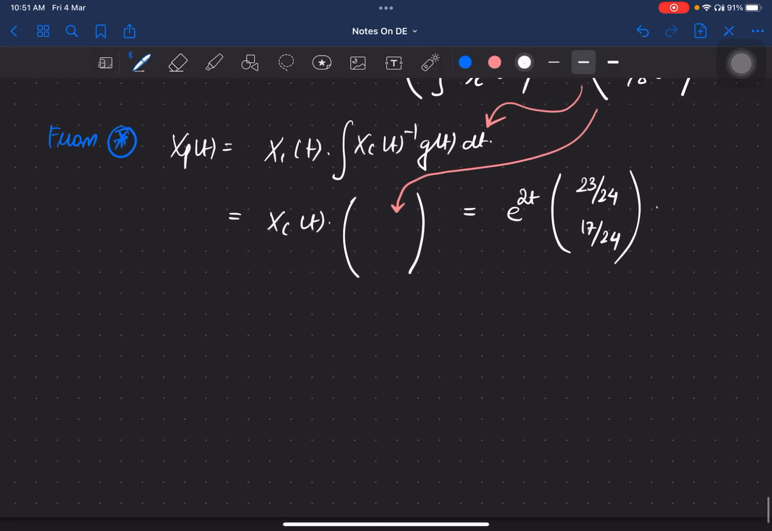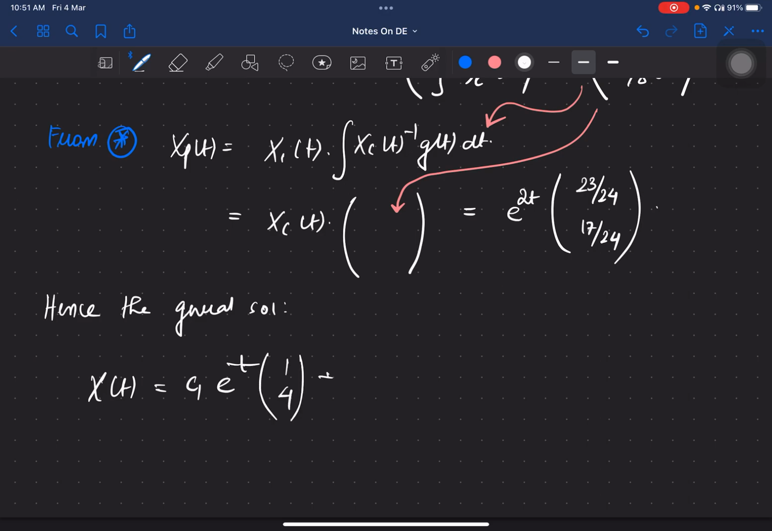So hence the general solution is x(t) equal to c1 e^{-t} (1, 4) plus c2 e^{-6t} (-1, 1) plus this quantity e^{2t} (23/24, 17/24).